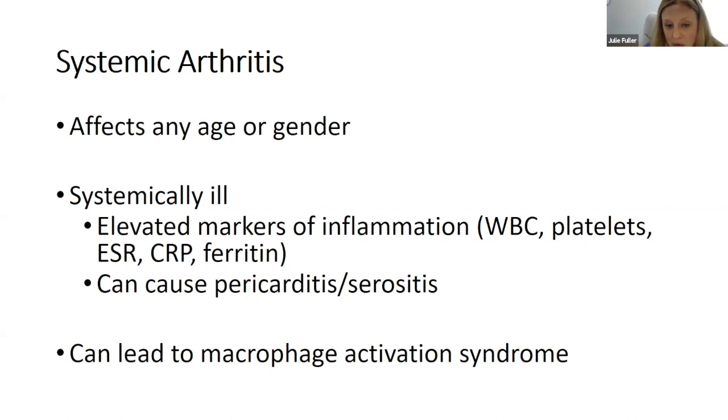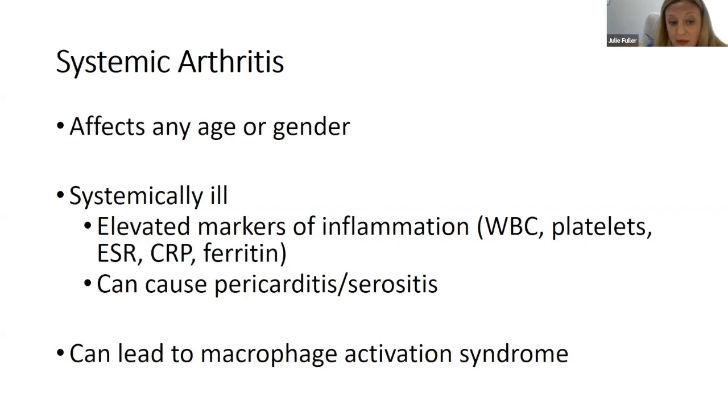We oftentimes will check a ferritin level because that correlates nicely as an acute phase reactant and can help separate infection versus systemic arthritis. In an infection, a ferritin level commonly will run around 500 to 1,000. These patients can have ferritin levels over 60,000, very, very high. This type of arthritis can also present with pericarditis and serositis, so pleural effusion and pericardial effusion are very common. And we'll talk about the diagnostic criteria on the next slide.